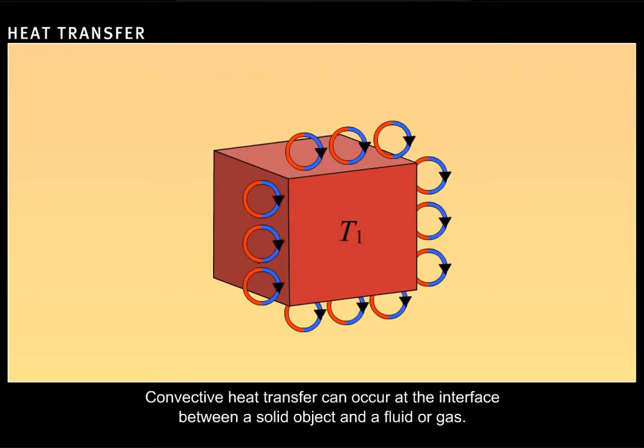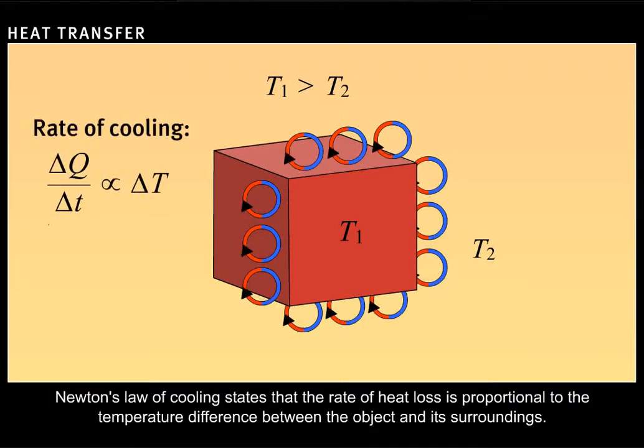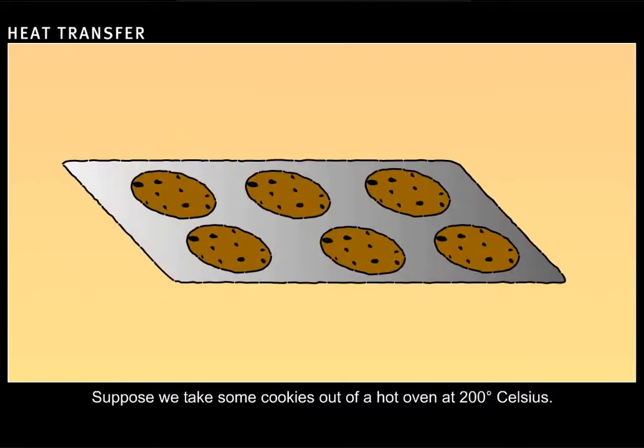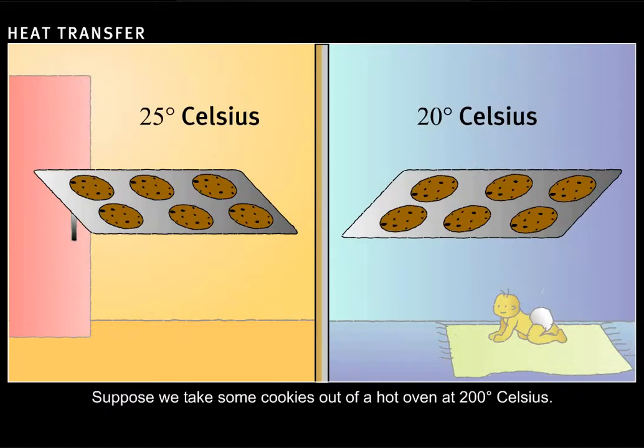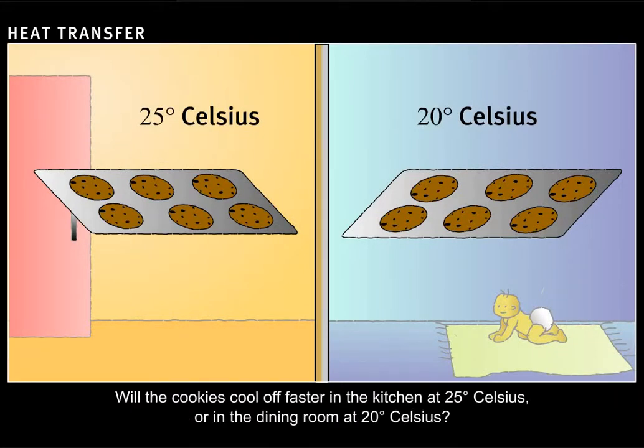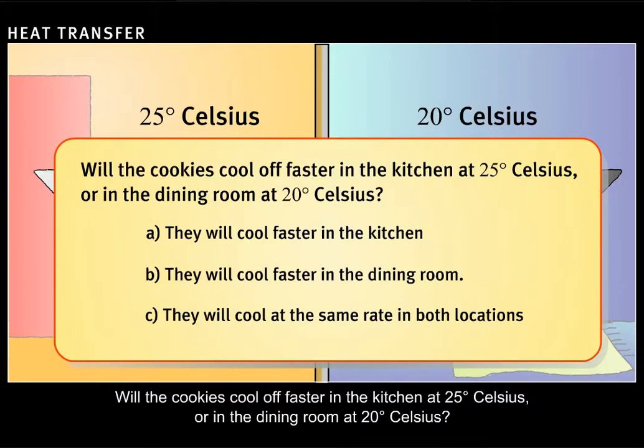Convective heat transfer can occur at the interface between a solid object and a fluid or gas. Newton's law of cooling states that the rate of heat loss is proportional to the temperature difference between the object and its surroundings. Suppose we take some cookies out of a hot oven at 200 degrees Celsius. Will the cookies cool off faster in the kitchen at 25 degrees Celsius or in the dining room at 20 degrees Celsius?